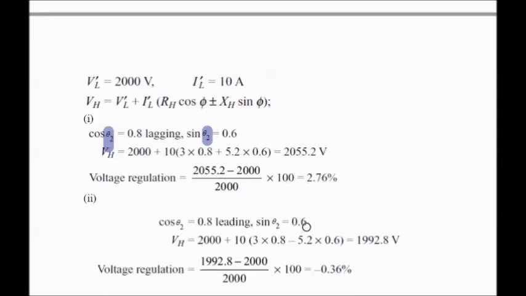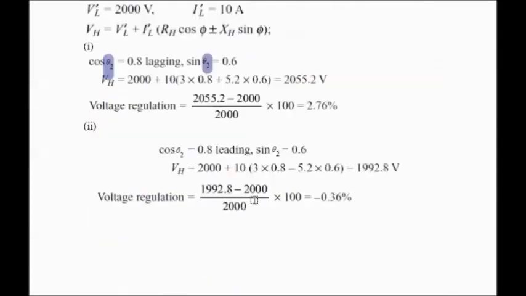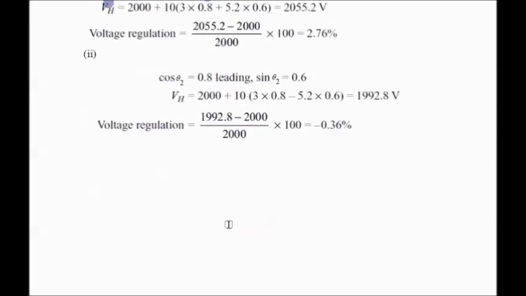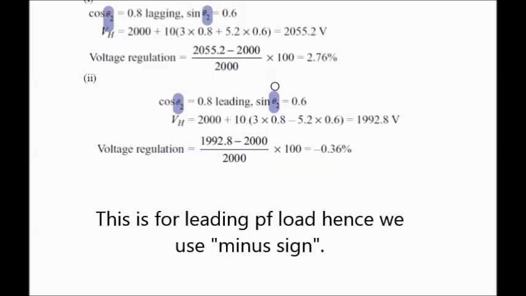Again, for the load which is 0.8 leading, we will have the equation VH equals VL prime plus IL prime RH cos phi minus XH sin phi. Here also, this is phi, not theta 2. So VH will be 2000 plus 10 times cos phi, 0.8, minus XH, 5.2, times sin phi, again 0.6.